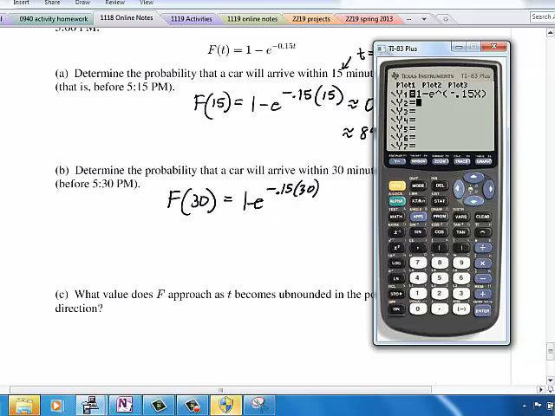And let's go to the graph. Let's do window here first. We're thinking x between 0 and 60, it looks like. Scale of 1. And we're talking probabilities, so let's do 0 to 1. Get a graph. All right. And we want to know when x is 30. So let's do evaluate. When x is 30, we get 0.9888891.